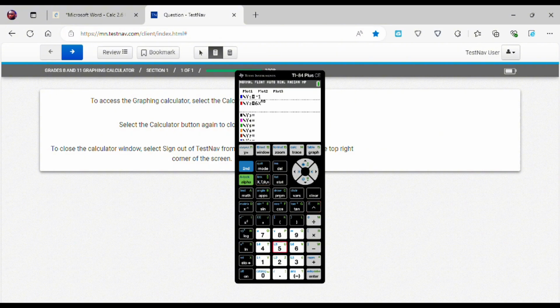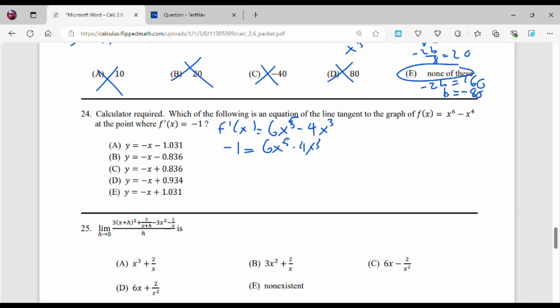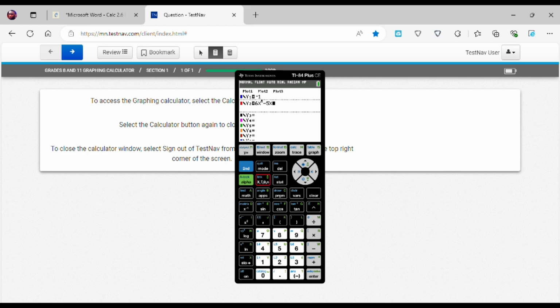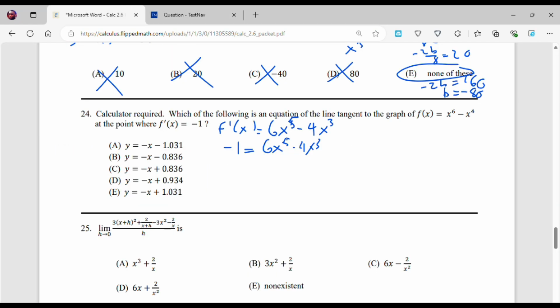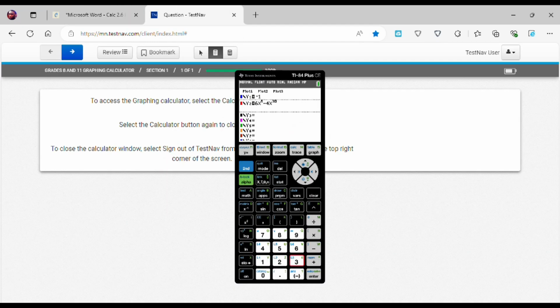So 6x to the 5th minus 4x to the third. Now, why are we doing this, right? Why are we putting these into y1 and y2? Well, when we find the intersection points, that's going to tell us what our x value is. So we have our f prime of x, that's negative 1. We don't have our x1 and our y1. So we're going to find our x1.